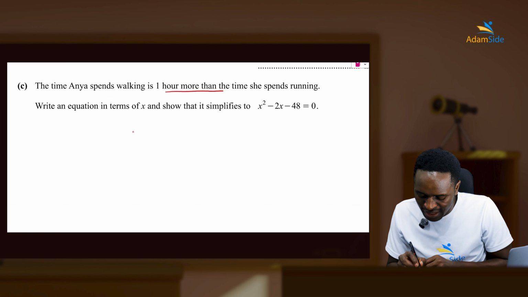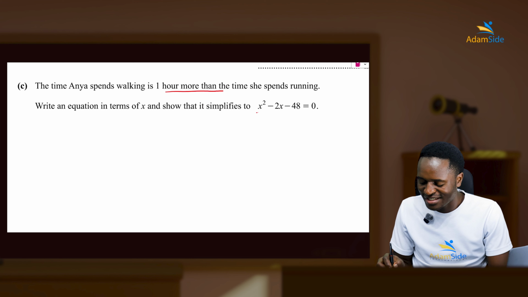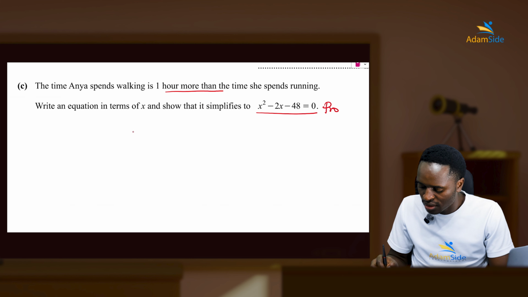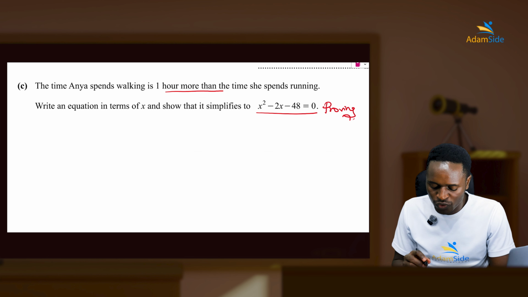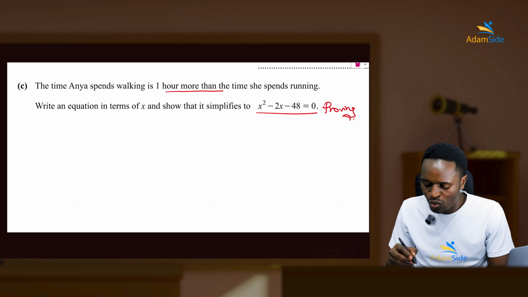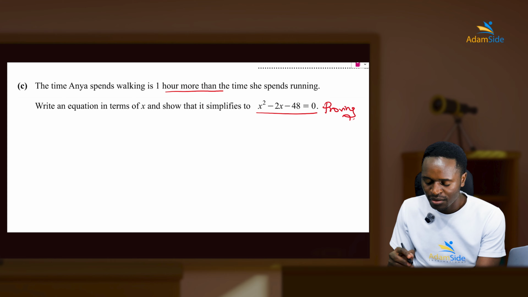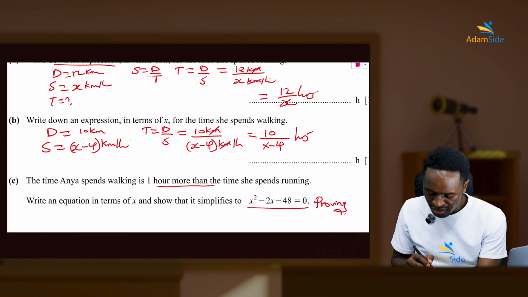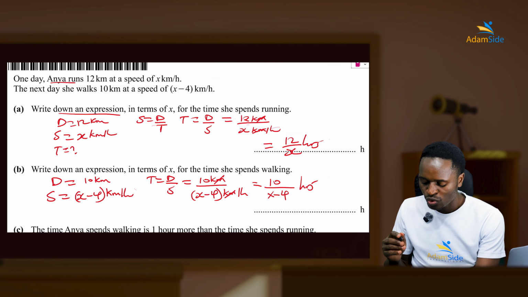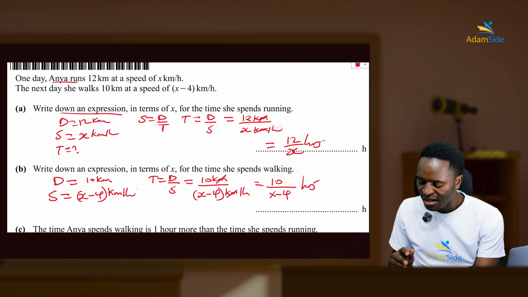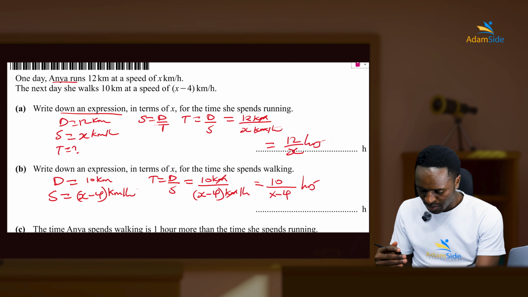Write an equation in terms of x and show that it simplifies to this. So this is called a proving question, and normally it's easy. The time Anya spends walking is 1 hour more than the time spent running, so you go back to the time and to the term. These are called dependent questions. If you get the above wrong, you won't get this one correct, so you'll end up losing the 2 marks.